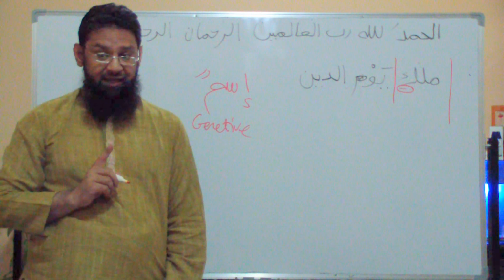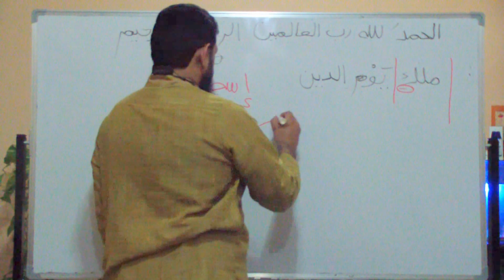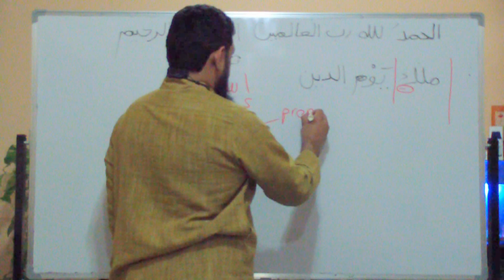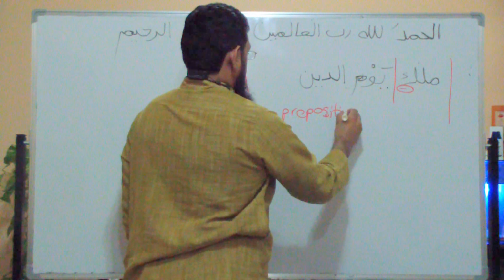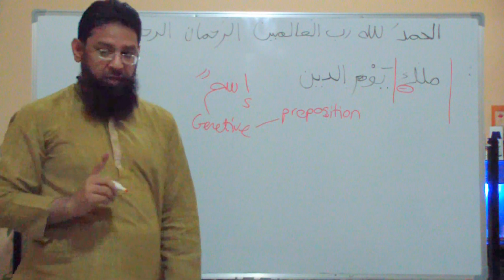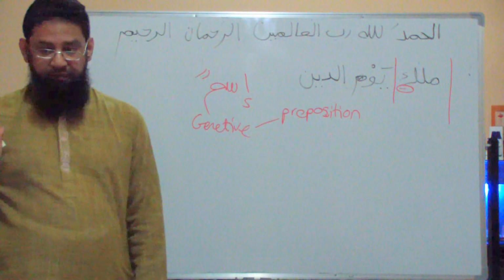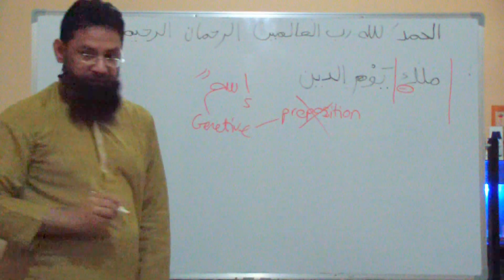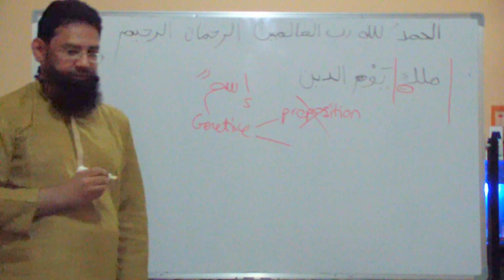Ashik? When there's a preposition, that's the first rule. So this one may have genitive if there's a preposition that comes before it. All right. So before we go to the other types, is there a preposition before Maliki? No. So it can't be this. All right. What's the other type when we get genitive?